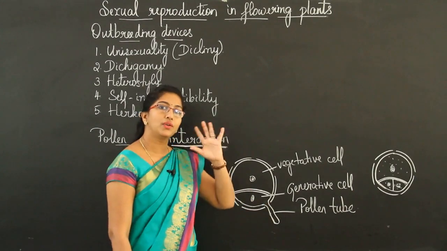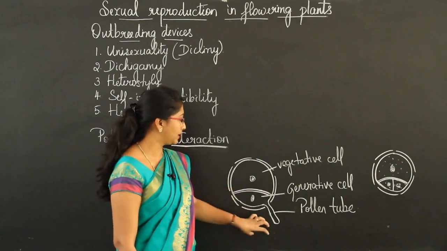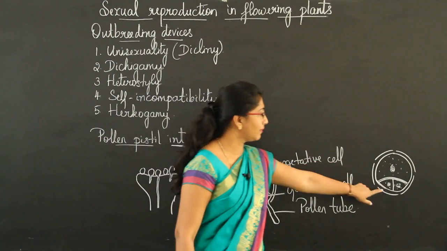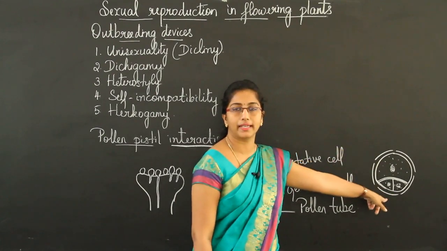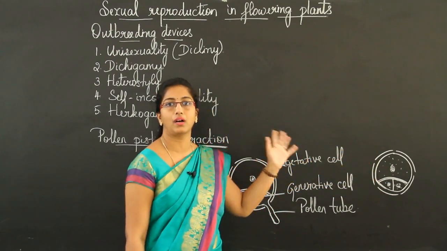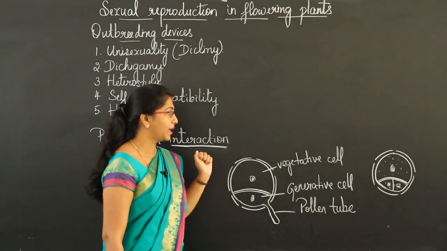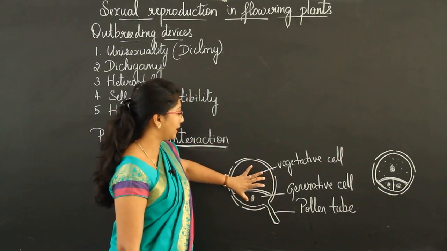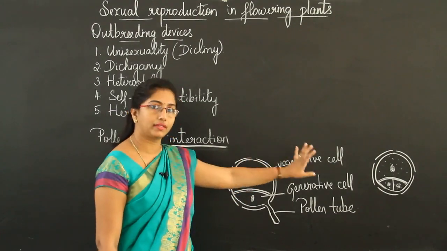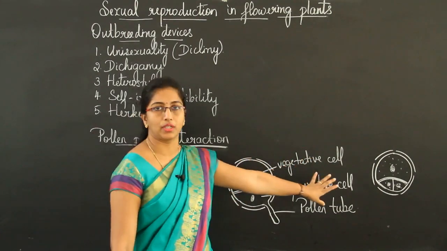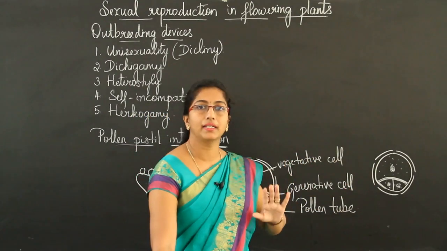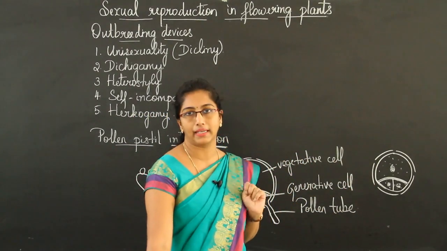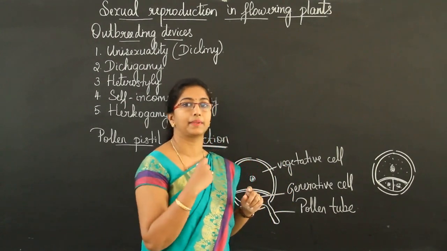So confusion arises here. This pollen grain has only one male gamete. In this 3-celled pollen grain, there are 2 male gametes. So how can this happen? Here I want to say one thing. Whether it is a 2-celled pollen grain or a 3-celled pollen grain, finally every pollen grain will have 2 male gametes. So how does that happen?